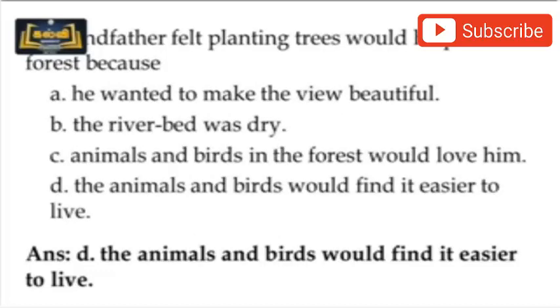Question number 5. Grandfather felt planting trees would help the forest because dash. Option A, he wanted to make the view beautiful. Option B, the riverbed was dry. Option C, animals and birds in the forest would love him. Option D, the animals and birds would find it easier to live. Yes, the answer is option D. The animals and birds would find it easier to live.